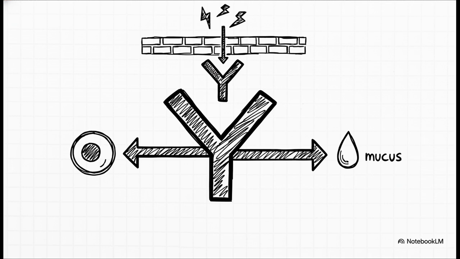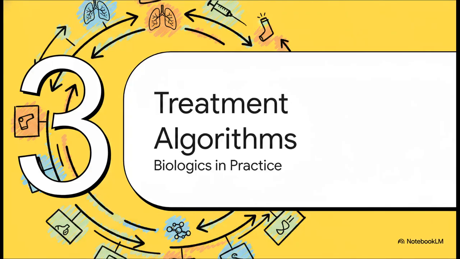Finally, we've got tezepelumab. This one works way upstream. It prevents the activation of IL-7 receptors, which antagonizes TSLP, an alarmin that the epithelium releases when it's stressed out by allergens or oxidation.